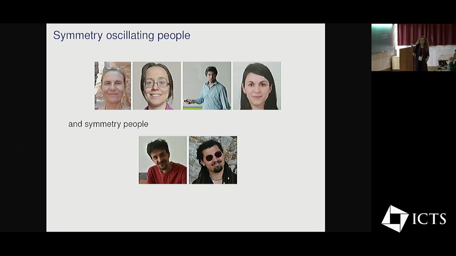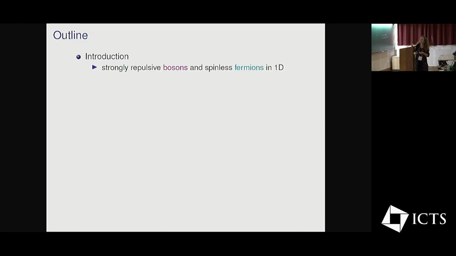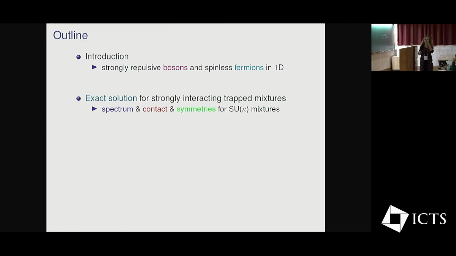So the system I have in mind is a mixture that can be done with ultra-cold gases in one dimension. And to tell my whole story, what I need is to remind you what happens in one dimension when you have strongly interacting bosons, and how the mapping with a system of spinless fermions works. This is something that happens in 1D. Bosons and fermions behave a little bit in the same way. And this helped to build an exact solution for a strongly interacting trapped mixture.